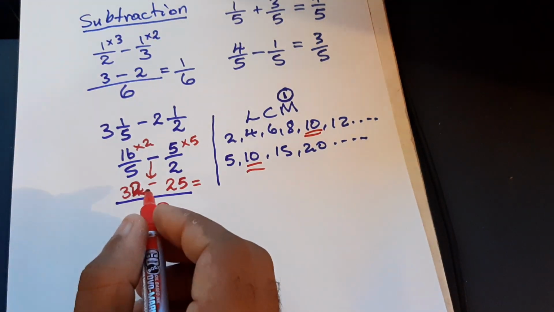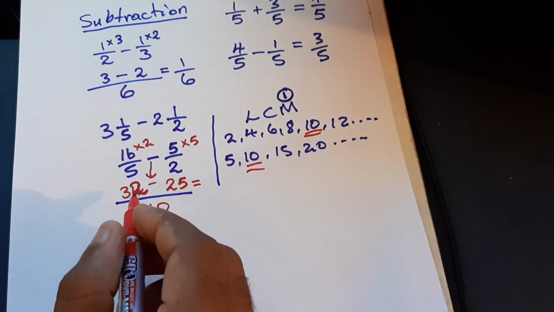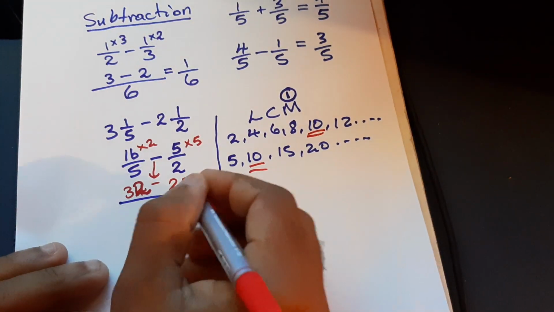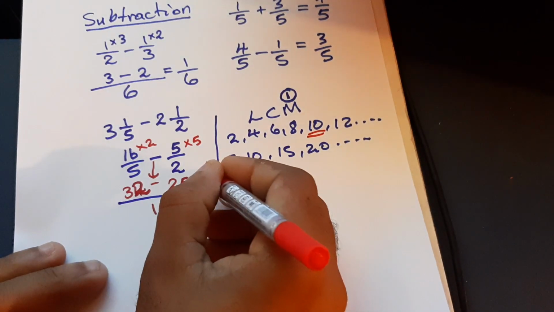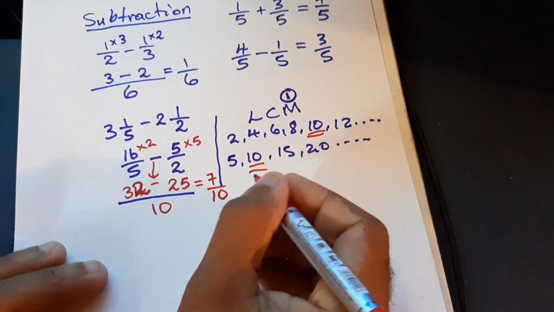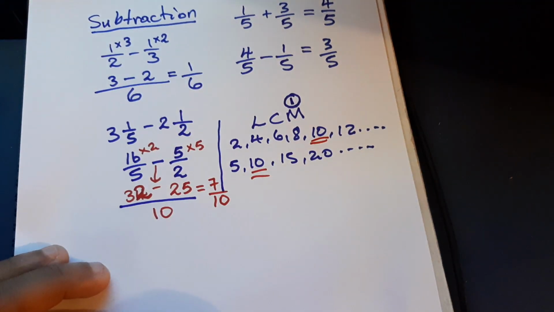So what do we have now? We have 32 minus 25. Now 32 minus 25, that's going to give me 7. 7 over 10. So 7 over 10 would be our answer.